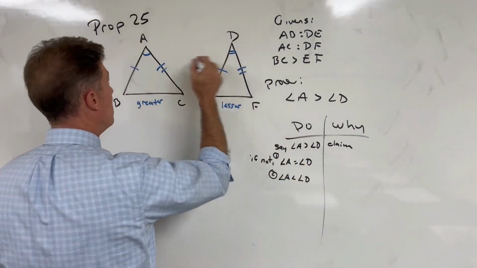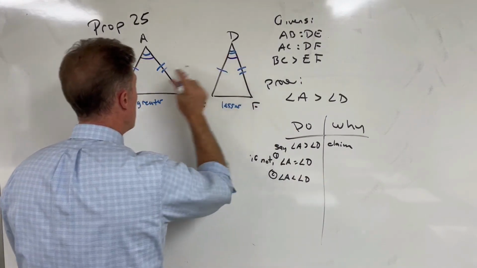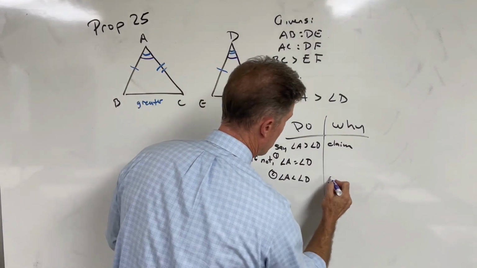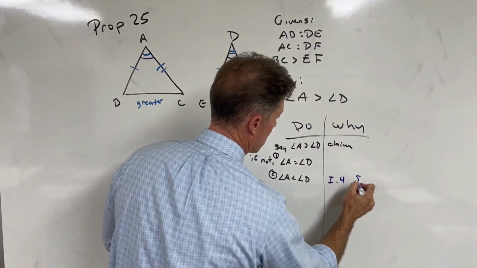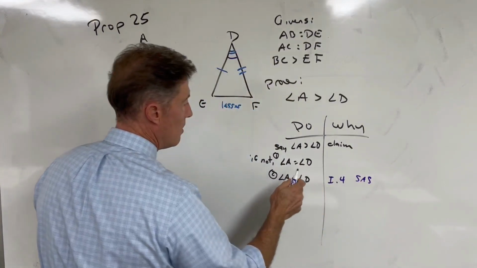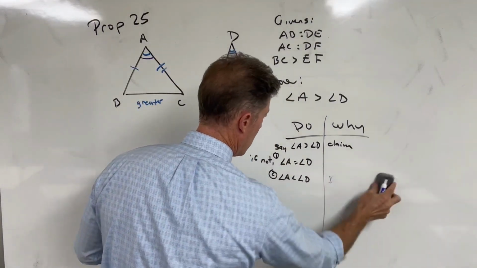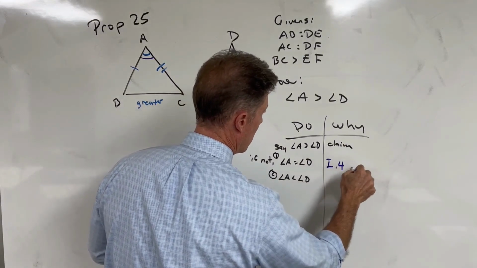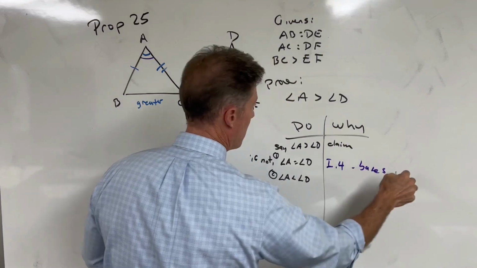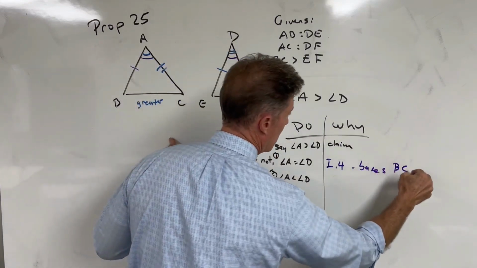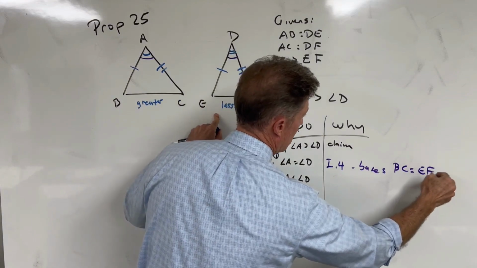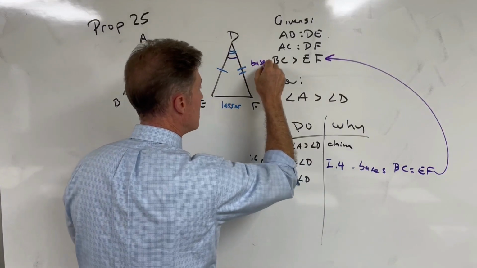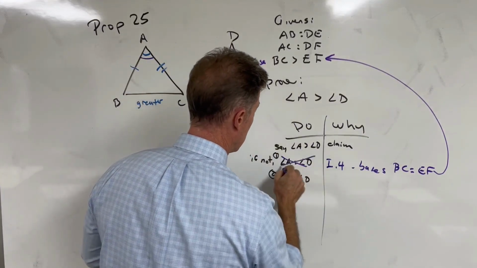Well, if these were equal, if this were equal to this, then we would have side angle side, and therefore the base would be equal to the base through Prop 4, which is our side angle side proof. So if this were true, then the bases would be equal, in which case BC would be equal to EF. But this is contrary, right, to our given. We know that this base is greater. Therefore, this possibility is out the window.